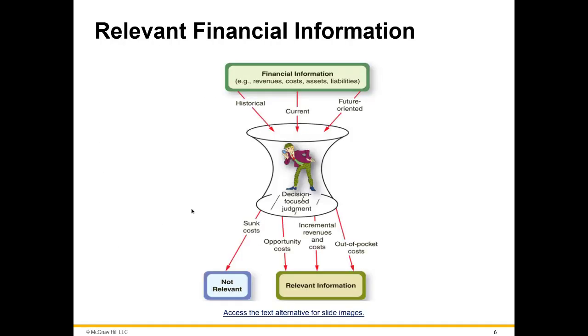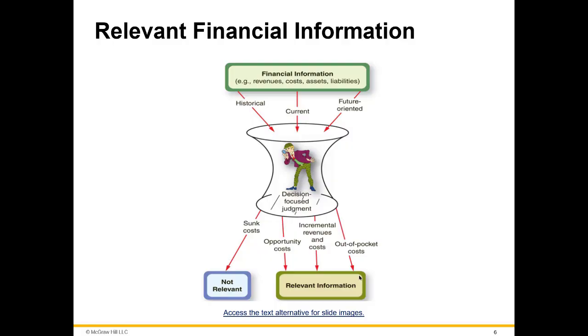As we do so, we need to consider the relevant information. Where does the information come from? Well, historical, things like financial statements, current costs, current profitability, current sales, and also the future oriented. And then we need to decide what are relevant and which ones are not relevant. So if it's a sunk cost, a decision we've already made that's not going to make a difference in this decision, then it's not relevant for this decision. But opportunity costs, any incremental, marginal revenues or costs, and any out-of-pocket costs would be considered to be relevant.